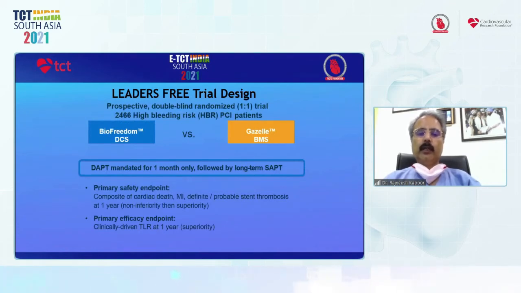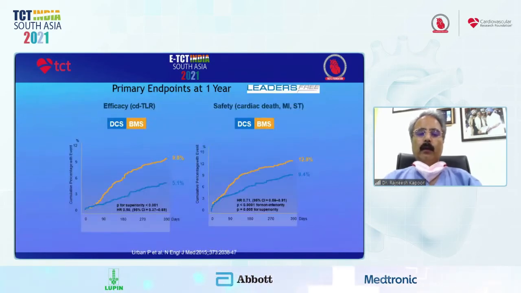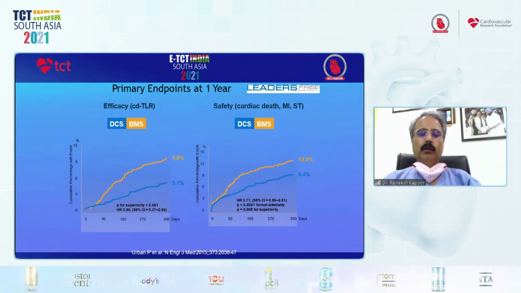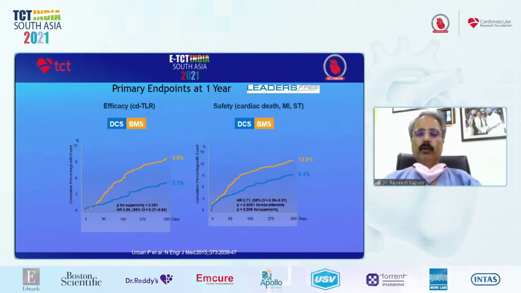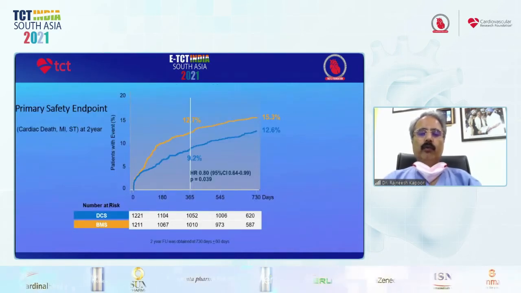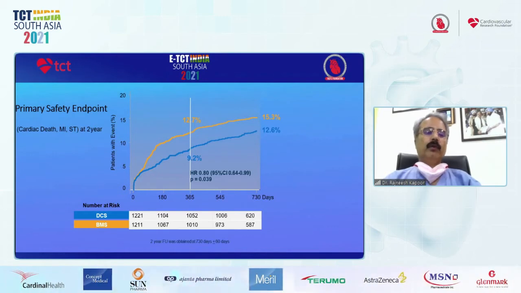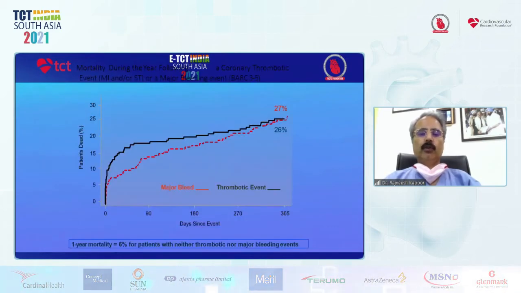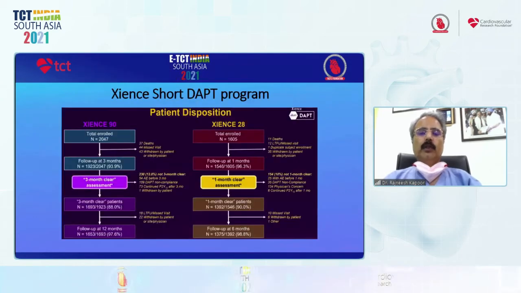In Leaders Free trial, Biofreedom was compared to bare metal stent. The results were clearly in favor of the drug coated stent versus even a BMS, and primary safety endpoint was also still in favor of the drug-eluting stent, Biofreedom stent, as compared to BMS. So these were the results of Leaders trial.